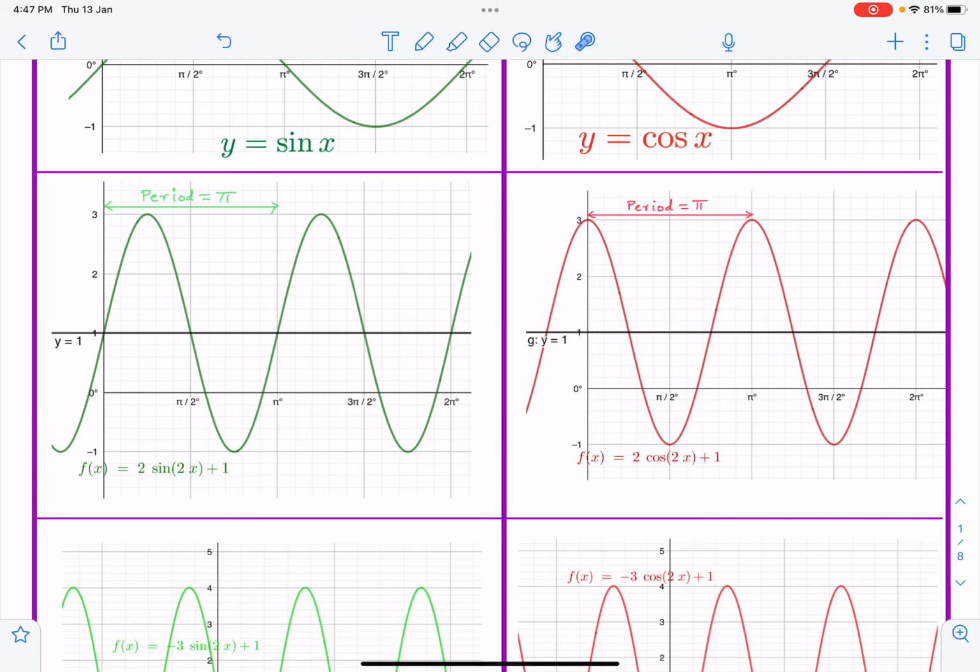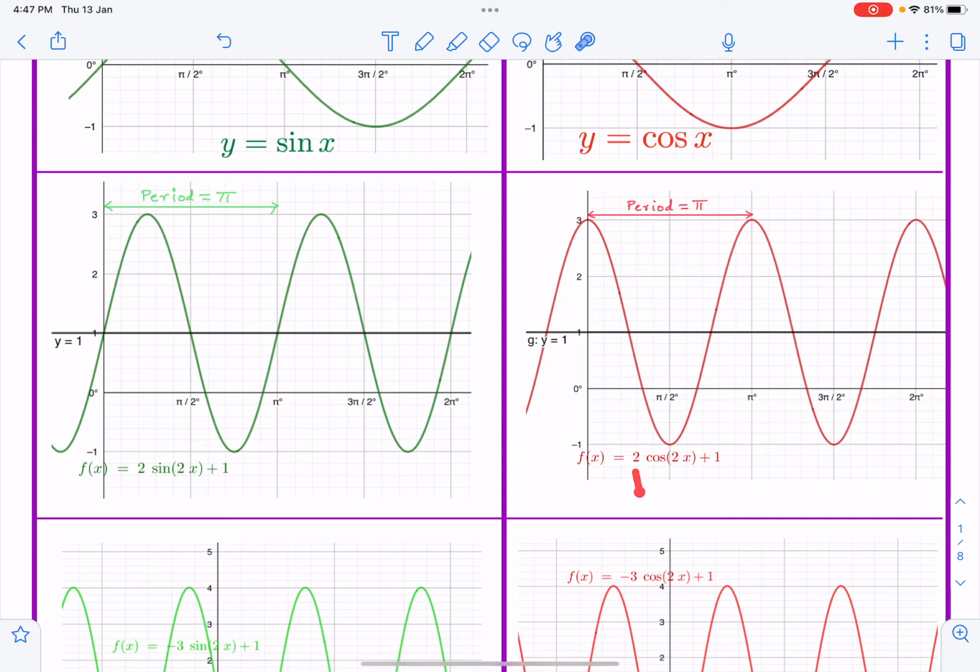The minimum will be minus 1. And then it has 2 cycles between 0 and 2 pi. So this is the curve for 2 sine of 2x plus 1. Now come to the cosine curve. In the cosine curve, again I have taken the same thing so that you can compare both of them.